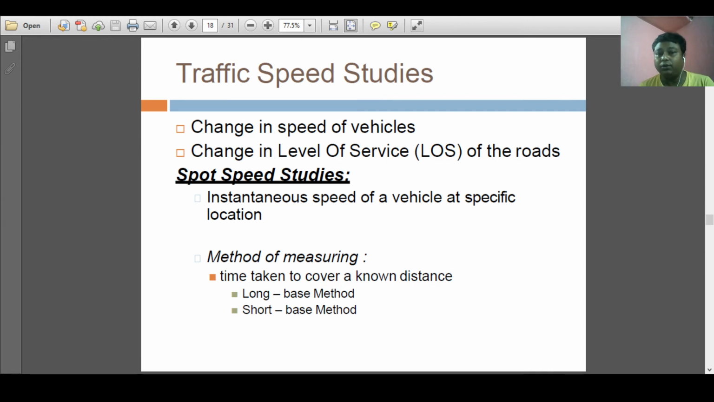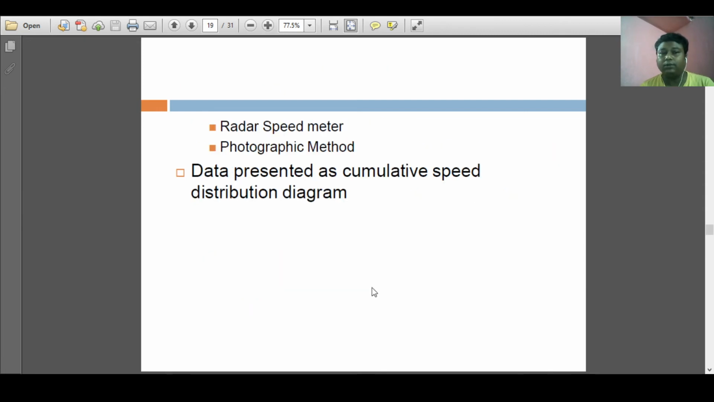Next is the method of measuring: time taken to cover a known distance. Means we know the distance, we have an idea of the distance and the total time taken. From the very basic equation, speed is distance divided by time. So based on that equation, we find out the speed.